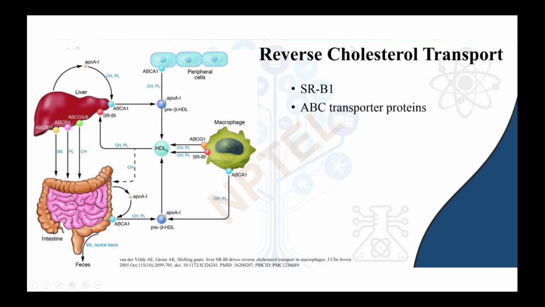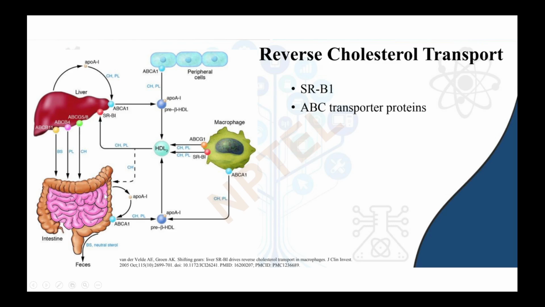Second important transporter protein is the ABC transporter protein, that is ABCA1. ABC is ATP binding cassette. So ABC transporter protein type A1. This will transport the cholesterol to the pre-beta HDL, and then pre-beta HDL will become HDL2, and then this will be transported to the SRB1.